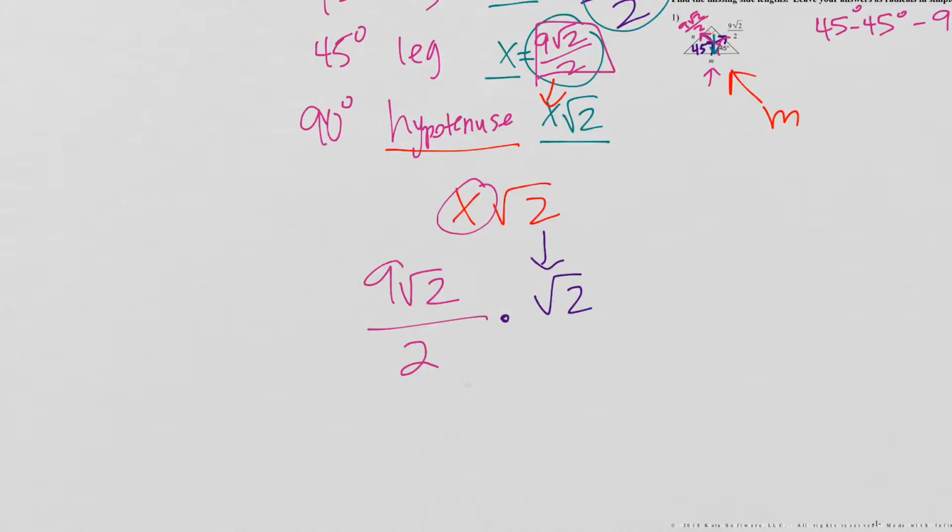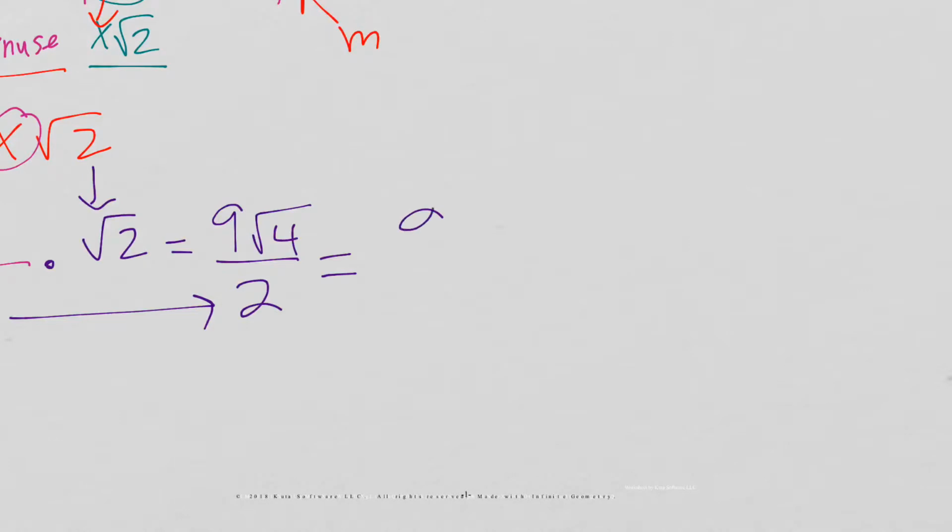So the bottom I'm going to rewrite, and on top the only things that I can multiply are the square root of 2 with this square root of 2 because they're both under a square root. So I'm going to rewrite the 9, and square root of 2 times square root of 2 is square root of 4. But what's the square root of 4? The square root of 4 is equal to 2. So this is how I got 2, because the square root of 4 is 2.